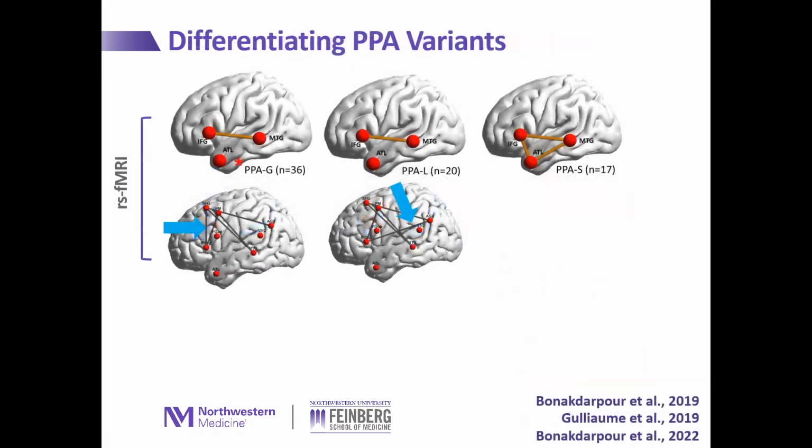So we put seeds now in the temporoparietal junction. Our reviewer said, why don't you also put seeds in the posterior part of the superior temporal gyrus? We did that. And what really separates these two subtypes is the connectivity between Broca's area and the superior frontal area in agrammatics, and between Broca's area and the temporoparietal junction in logopenics. That's the distinction between the two. With 3 nodes, we couldn't separate them, but with more than 3, we could.